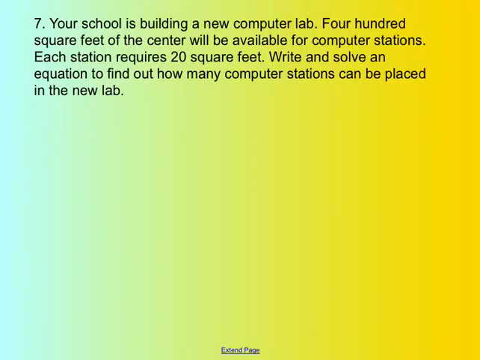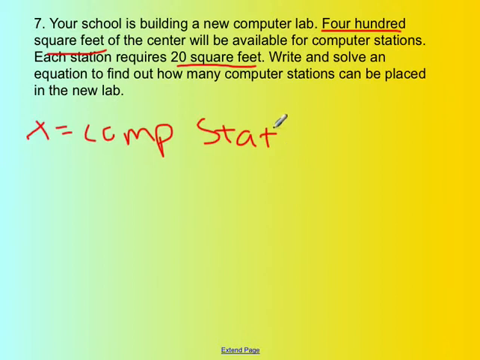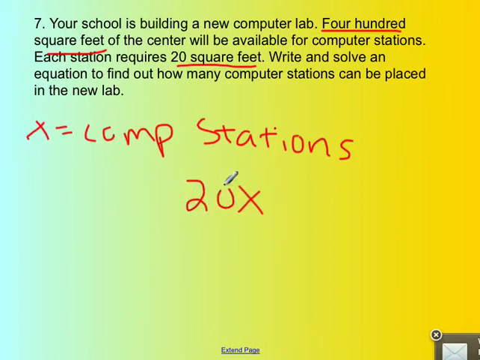So your school is building a new computer lab. So you have a total of 400 square feet. Well, numbers are probably going to be important in a math problem. The center will be available for computer stations. Each station requires 20 square feet. So I'm going to let x equal our computer stations. So x is going to be the number of computer stations that we have. So for every x computer stations that I have, it's going to be 20. Then it's going to be 400 total feet.